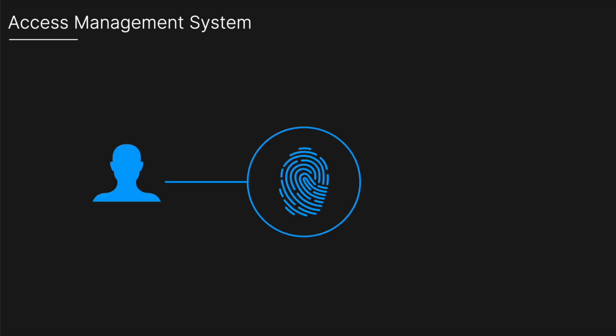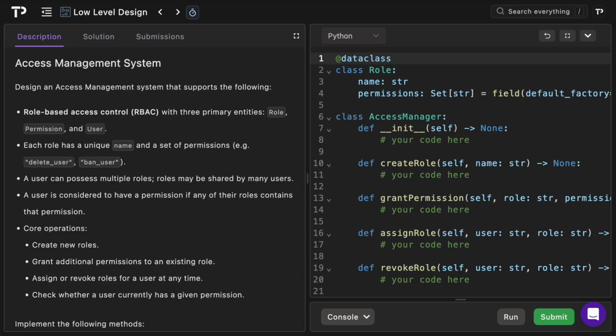In this video, we're going to be looking at a common low-level design coding question, which is to design an access management system. So let's jump in. Here we have the description on the left and the code on the right. We'll dive deeper into the code later. Right now we're going to focus on the description to get a clear idea of what's required.